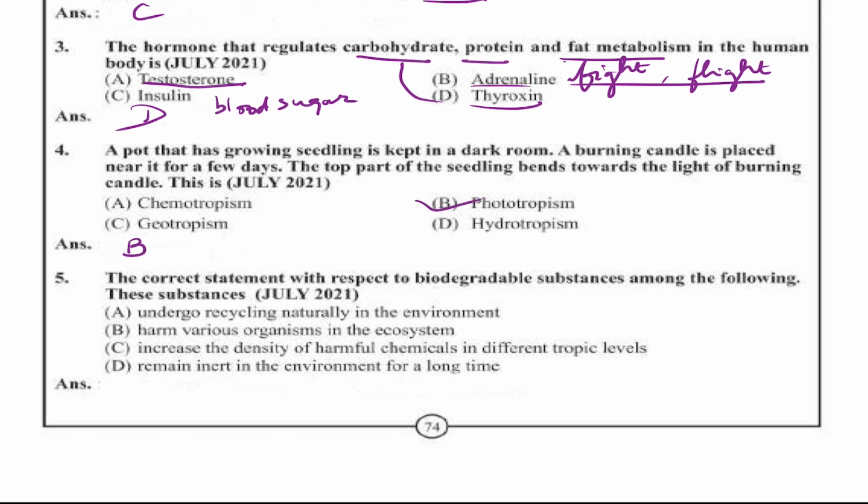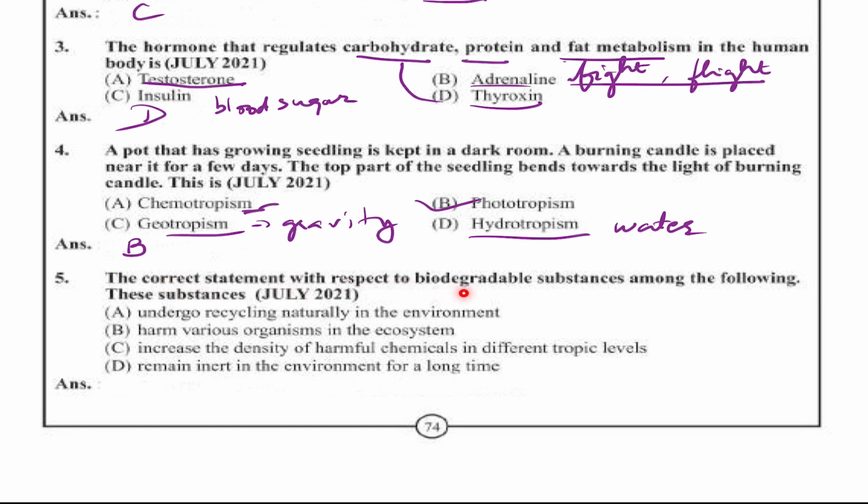Let us just revise. What is chemotropism? It is the growth movement of the plant towards chemicals. What is geotropism? It is the growth movement of the plant due to gravity. Then coming to hydrotropism, it is the growth movement of the plant towards water.